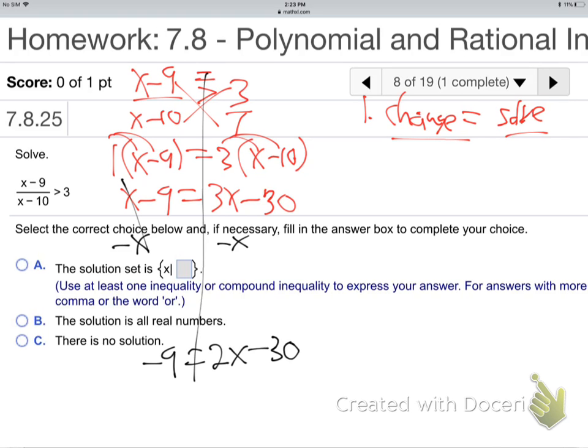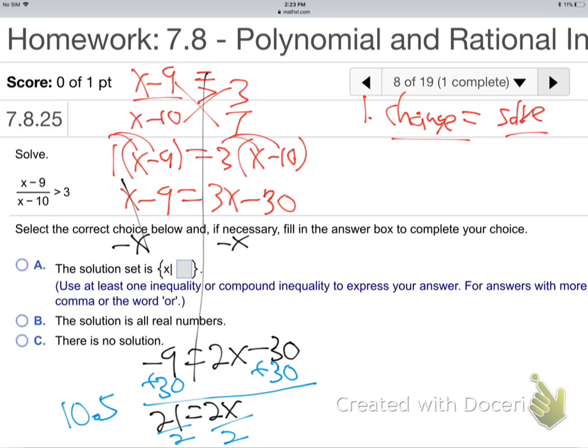When you got X's on opposite sides, you got to get rid of one of them. It doesn't really matter which one. Add the 30. And what do we got? 21 is 2X. Then last step, divide by 2. I would just make that 10.5. Yeah, I would just go to a nice decimal. So there's our answer from step 1, 10.5.